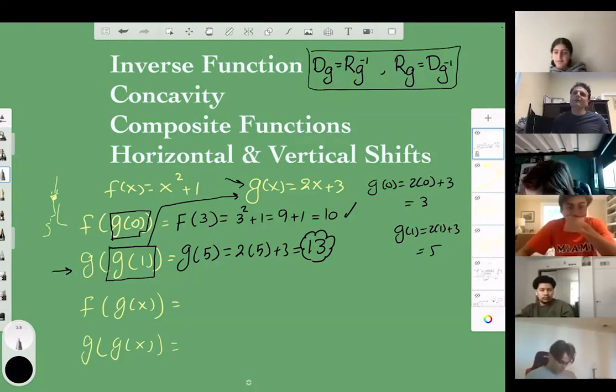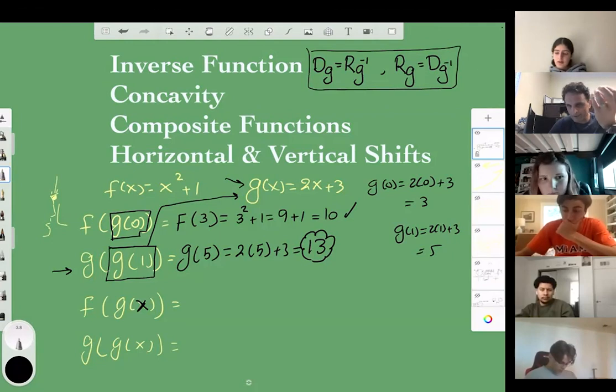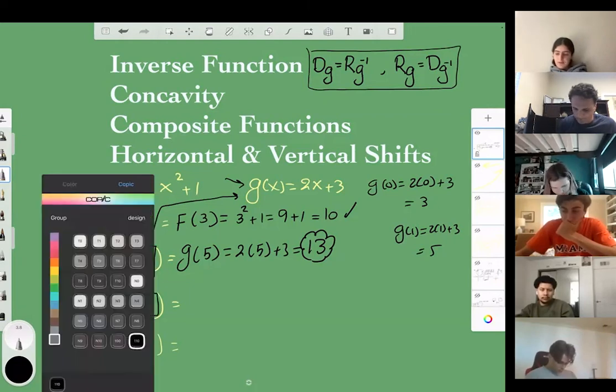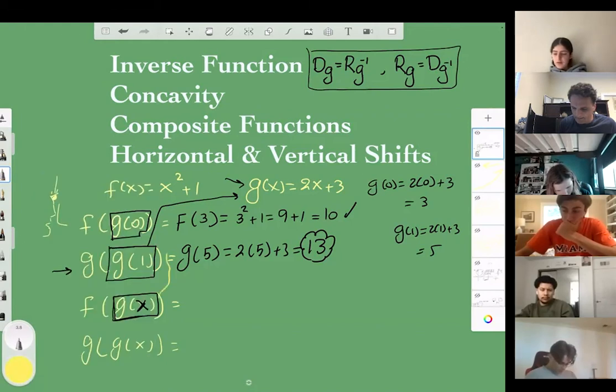So what is f of g of x? Now we are dealing with x here. For the previous two questions, we evaluated a number and plugged it back in, and it was not bad. But now they're asking us, what is f of g of x? So this g of x is this guy, 2x plus 3.